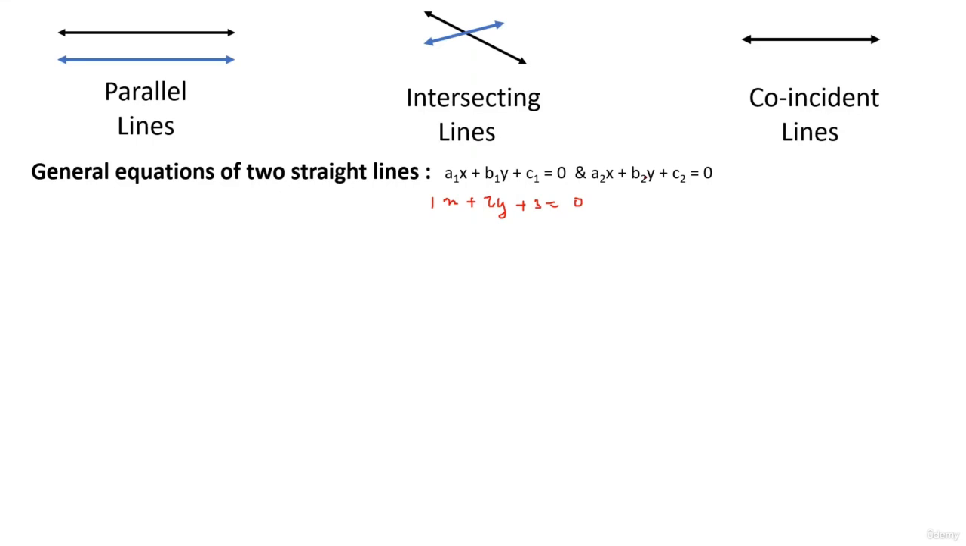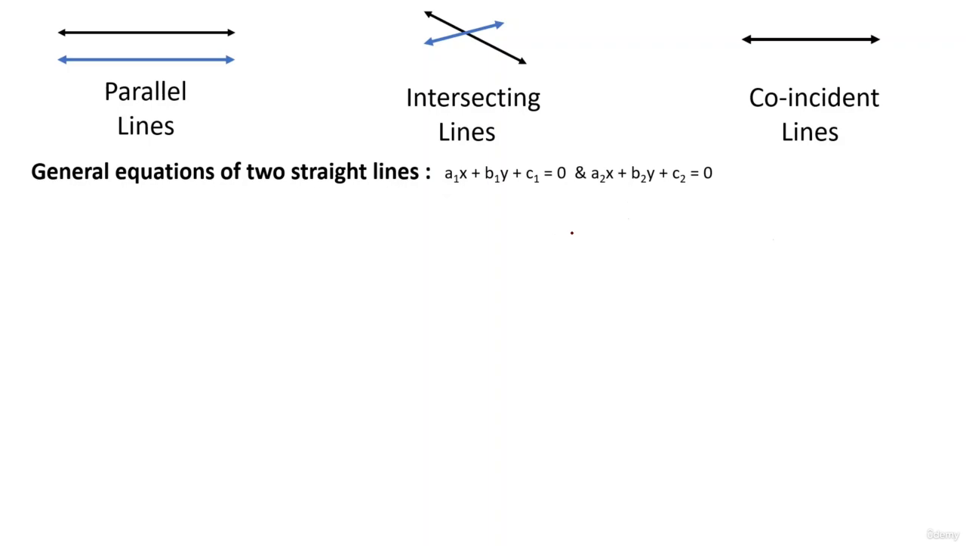Any values of your choice, and you can keep on forming equations of straight lines. Suppose you take root 2 x plus 3y plus root 10 equals 0. This is also an equation of a straight line. So any equation of the form ax plus by plus c equals 0 is always a straight line. We'll understand this in detail when we study functions and graphs. Now, we will plot the graph of a straight line.